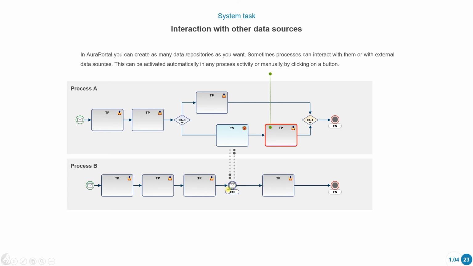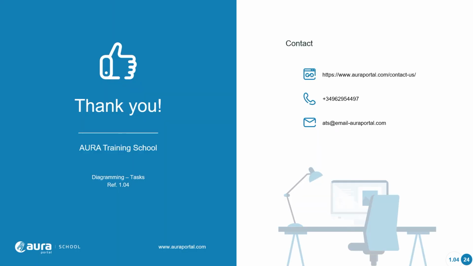Remember we said an intermediate message event is going to stop the flow until we receive some data, until we receive the signal from someone or from something. So let's say here we've triggered this process and this system task automatically sends a signal to this other process so it can continue. This system task can be the activity that is going to manage the connectivity or the interaction between the two different processes. Thank you for your attention.